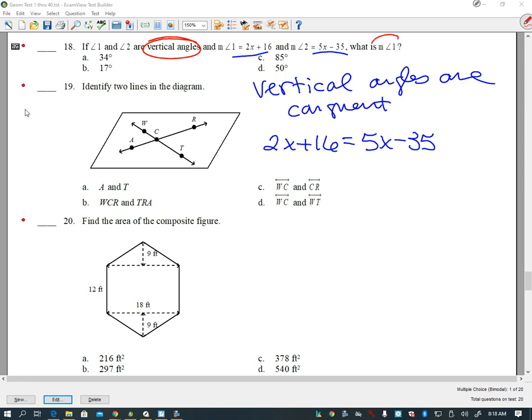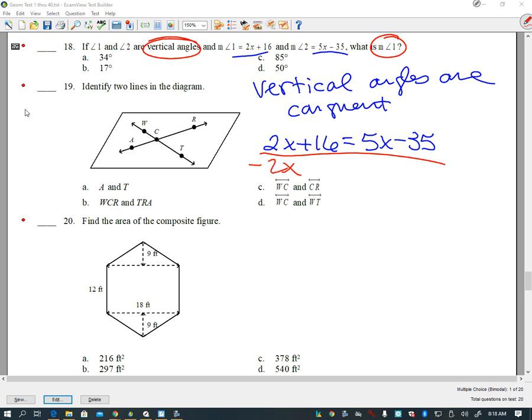The measure of angle 1. What am I getting out of this? What am I going to end up with? I'm going to end up with a value for x. The value for x is not the measure of angle 1, so be careful. Okay? All right, so what do I need to do first?